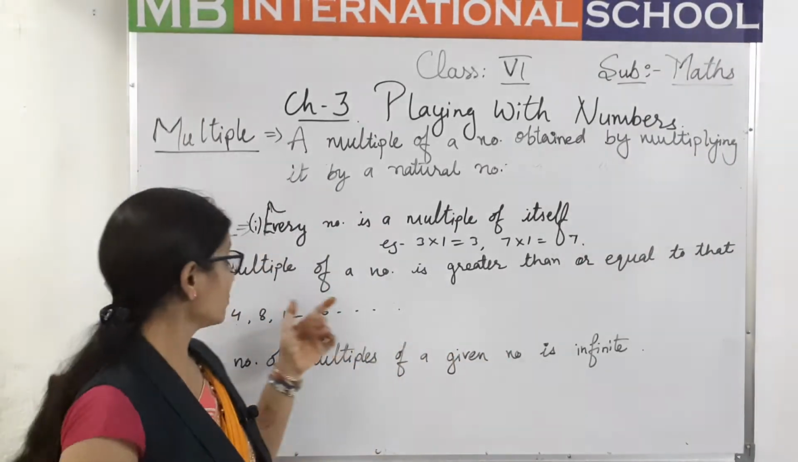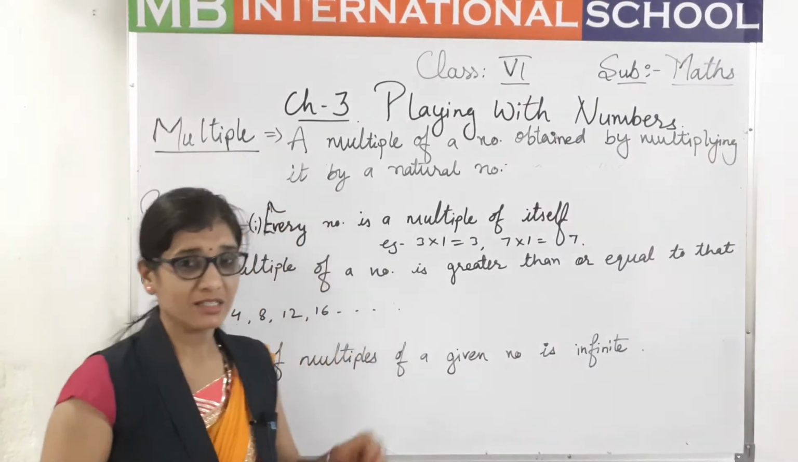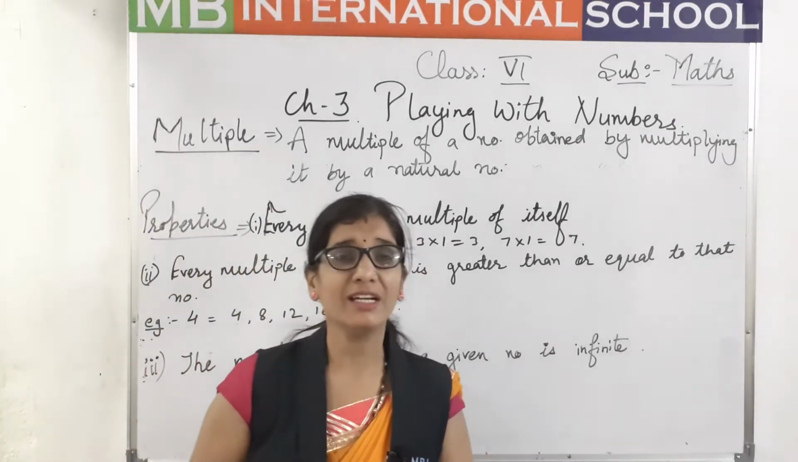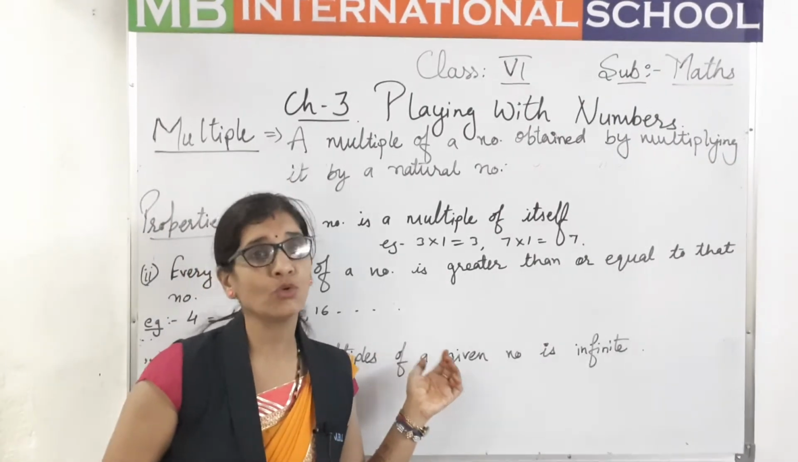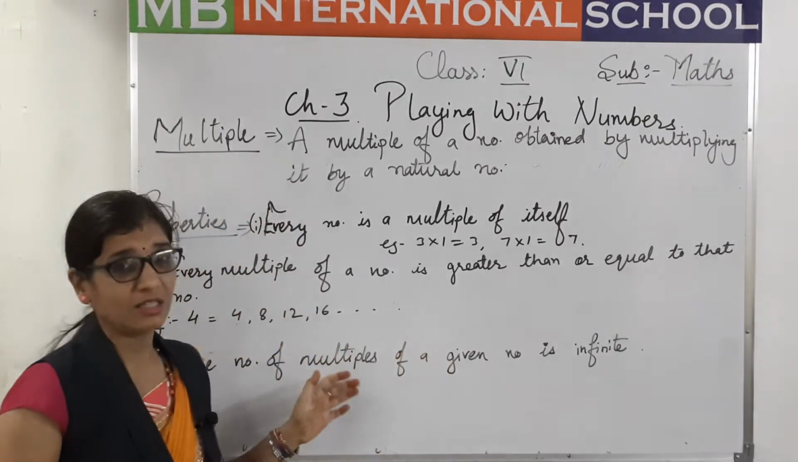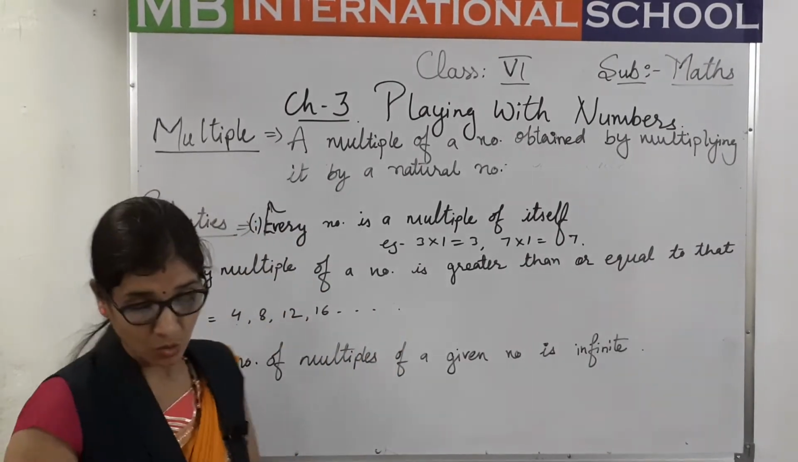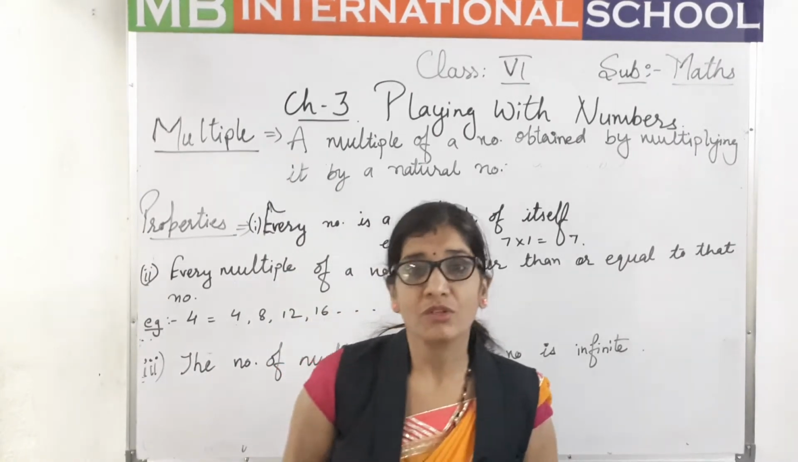Now, these properties of multiples and factors help us in finding the factorization. So it is very important to know factors and multiples in this chapter. After factors and multiples, the next topic is natural numbers.